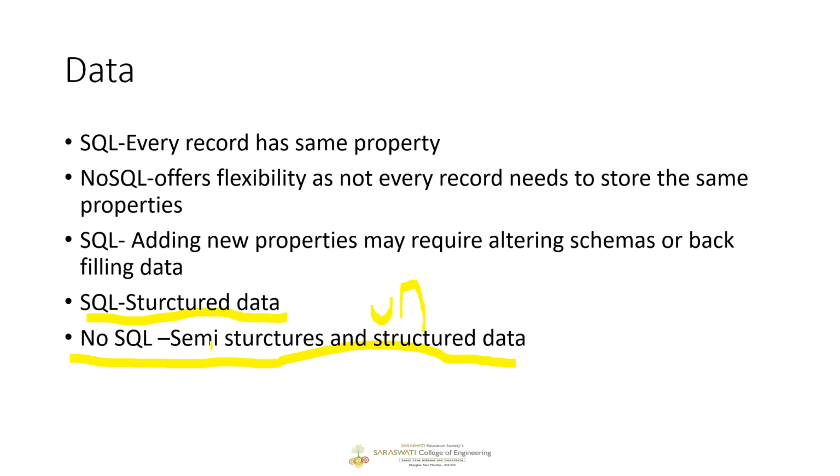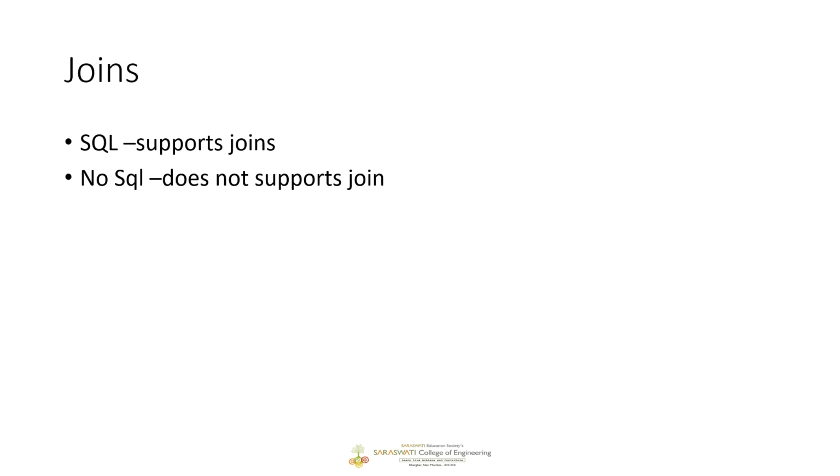In SQL, all the records will have the same properties, while we don't have any such condition in NoSQL databases. In SQL, if you want to change any property of a table, it is a tedious task. You need to alter the schema, you need to alter the table definition, while NoSQL is on the fly. You can modify the properties on the go.